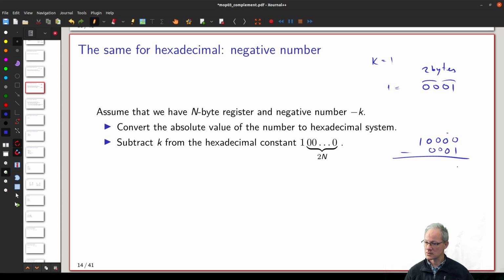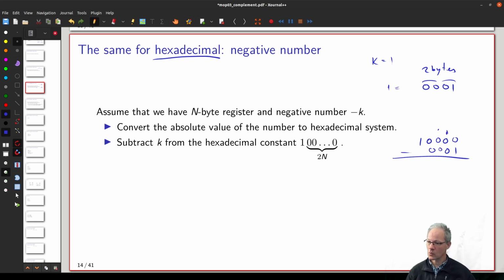0 minus 1, we need to borrow 1, so it's going to be 1. 0 minus 1, the one that we just borrowed, we need to borrow again, same story here. So the result in hexadecimal, again, is 1111. I'm sorry, it's not 1111. I need to start over, because I told you a wrong thing. I'm too used to the binary system. Sorry about that. It is important to notice that we are talking about hexadecimal here.